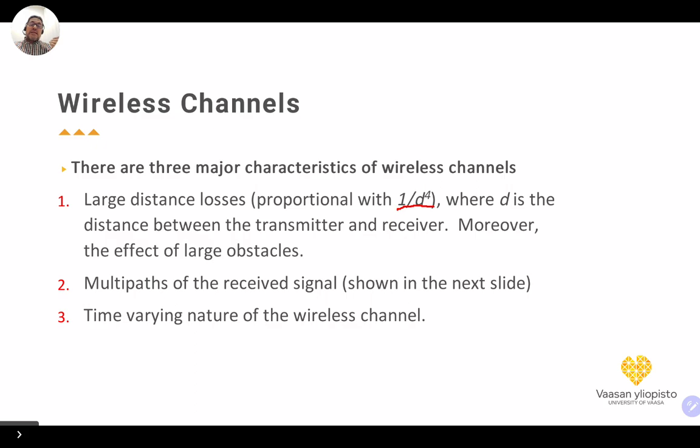The problem is that even in that case the model will not be valid for a long time, because the channel itself is time varying. All the time the channel characteristics can change with time, and this causes more challenges in the design of digital communication receivers. So those are the three major items of the wireless channel: large distance losses, multipath profile, and the time-varying nature of the channel.